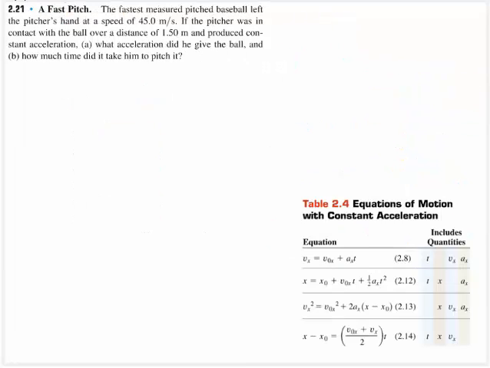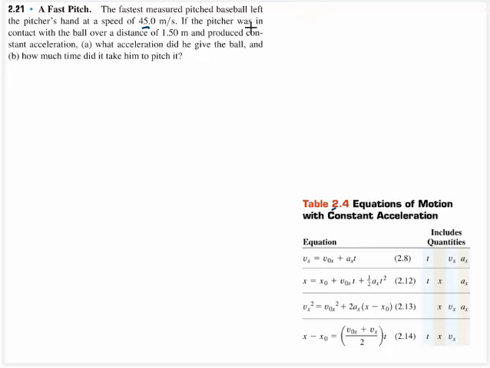Okay, problem number 21, take a second to read it. It's going to be a constant acceleration problem, and the way to solve these problems is: 1, draw a picture; 2, write down everything that you know; and 3, take a look at this table and see which equation applies to your situation.